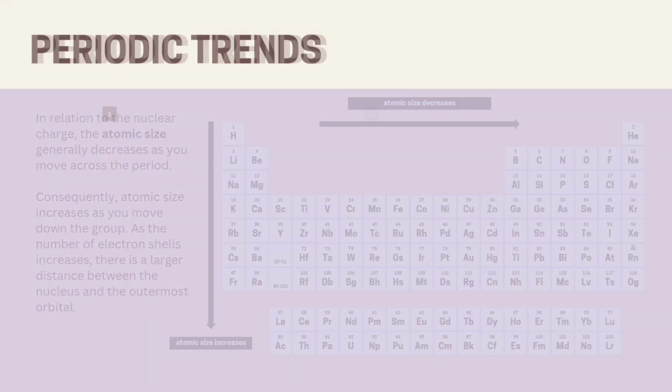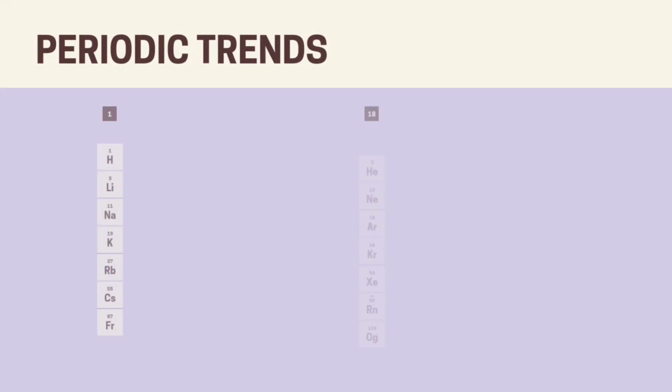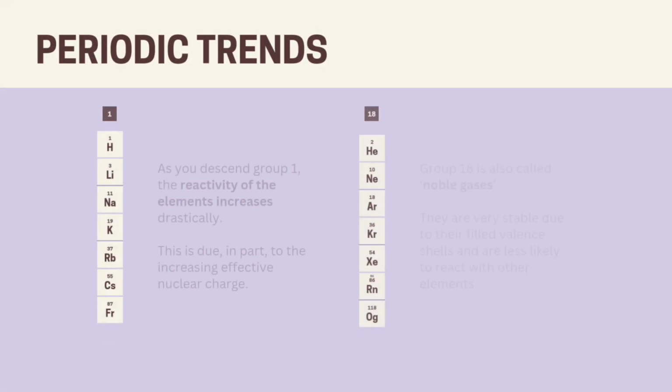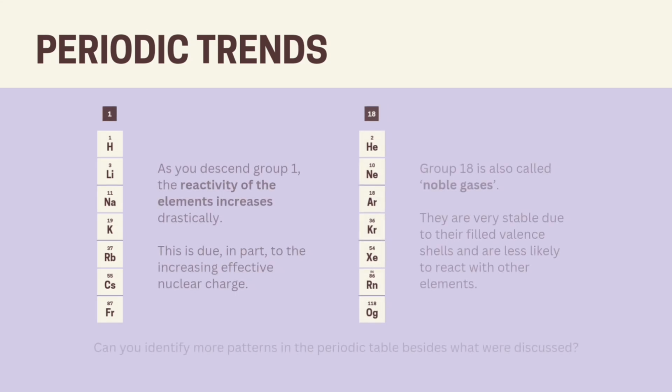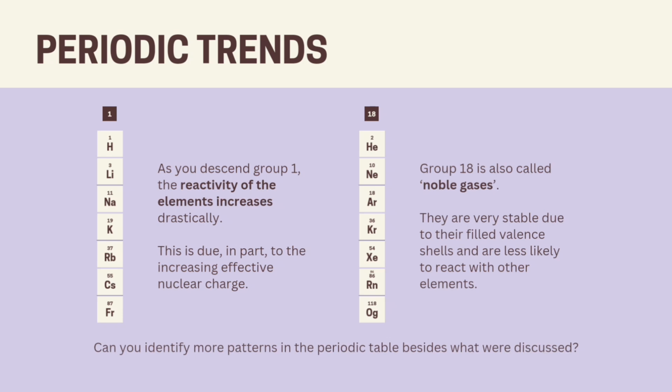Now we will move on to our next periodic trend, that is reactivity. As you descend group 1, the reactivity of elements increases drastically. This is due in part to the effective nuclear charge. Group 18 elements are also known as noble gases. They are very stable due to their filled valence shells and are less likely to react with other elements.